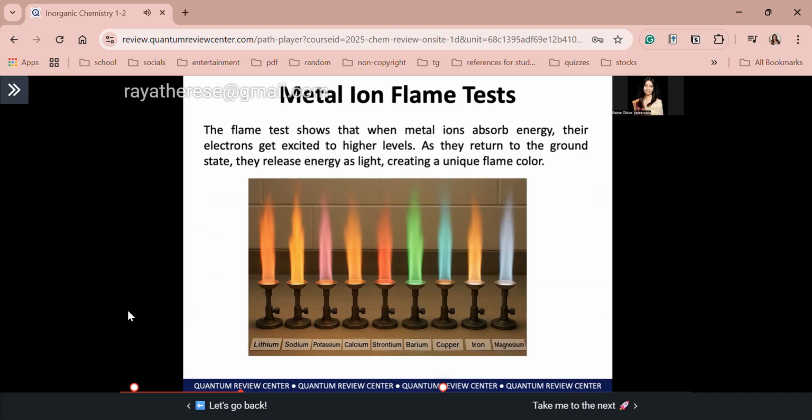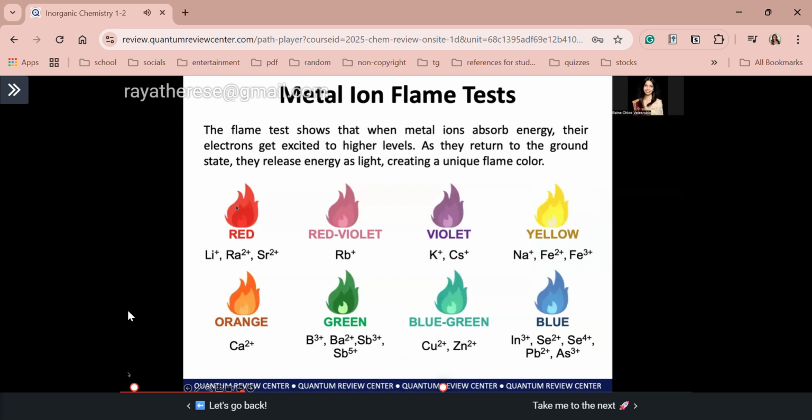Now, the reason for this is that the metal ion flame test shows that when a metal ion absorbs energy, its electrons get excited to a higher energy level. Now, when they return from a higher energy level to the ground state, they release energy as light, creating a unique flame color. So, this is it. The lithium ion, the radium ion, and the strontium ion result in a red flame. For the rubidium ion, it's a red-violet flame.